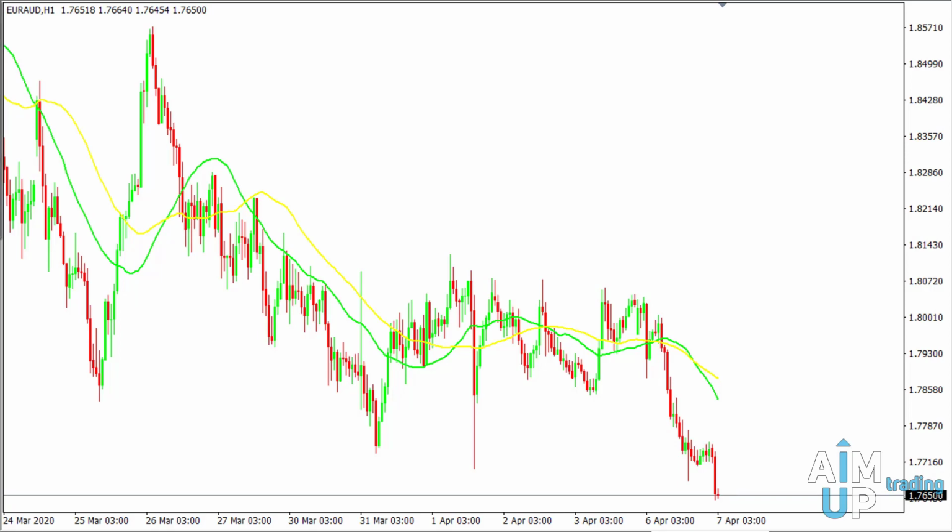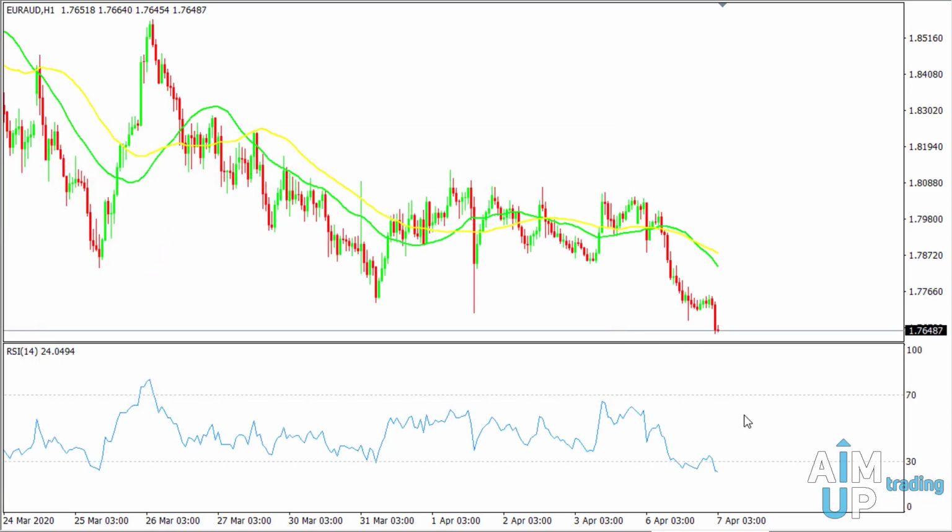But now I'm going to add the RSI indicator to our chart. And you can see we are always using the 14 period RSI. We talked about it in the previous video: we don't really use lower than 14. If we scalp, we have other things we use, but this is basically the one we use.